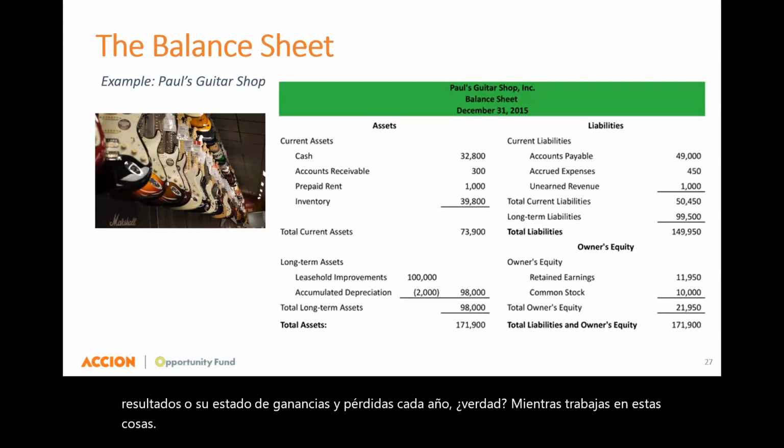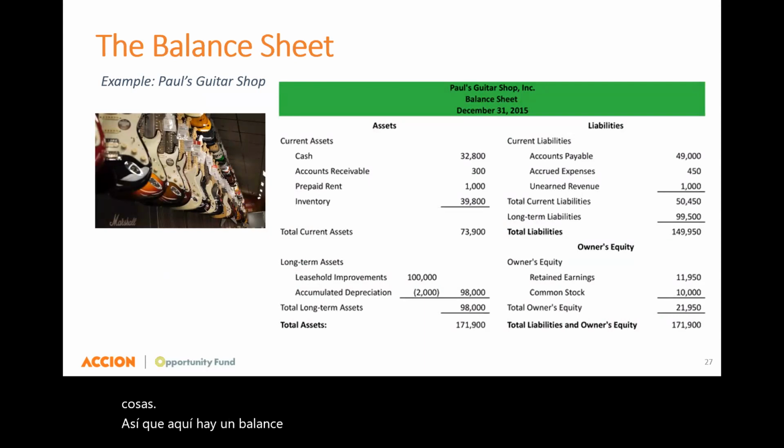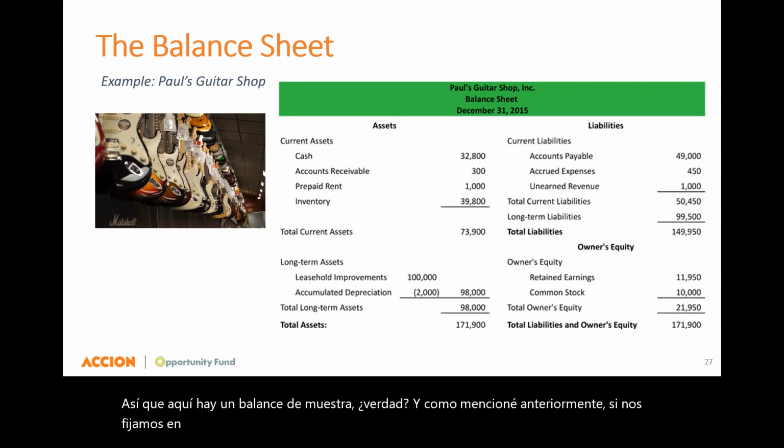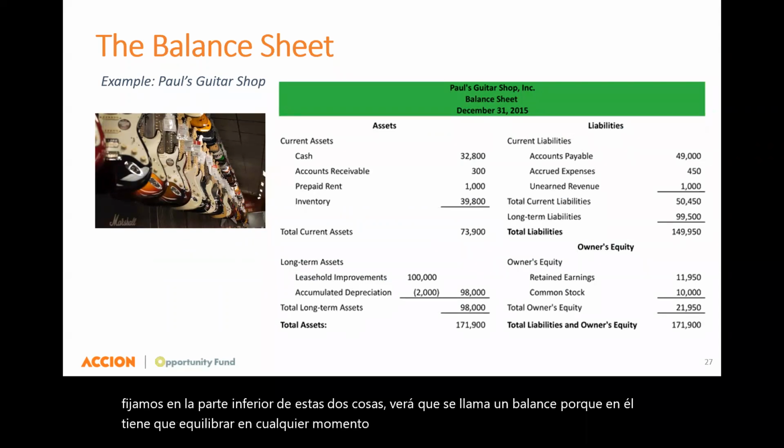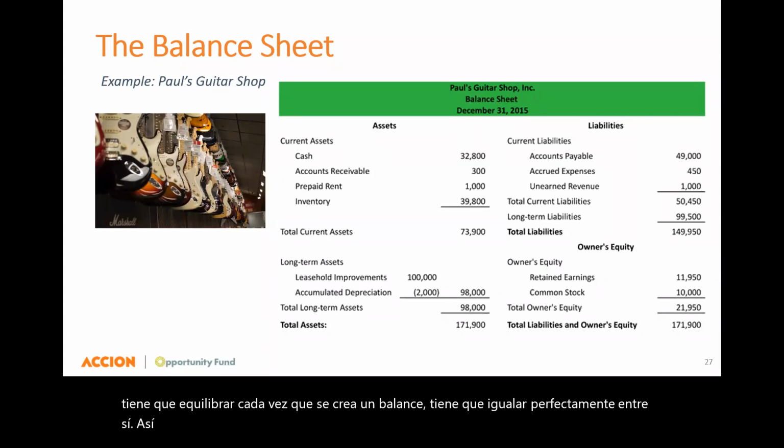So here is a sample balance sheet, right? And as I mentioned earlier, if you look at the very bottom of these two things, you'll see that it's called a balance sheet because it has to balance. Anytime that you create a balance sheet, the two sides have to equal each other perfectly. So for example, total assets will always equal total liabilities and equity.